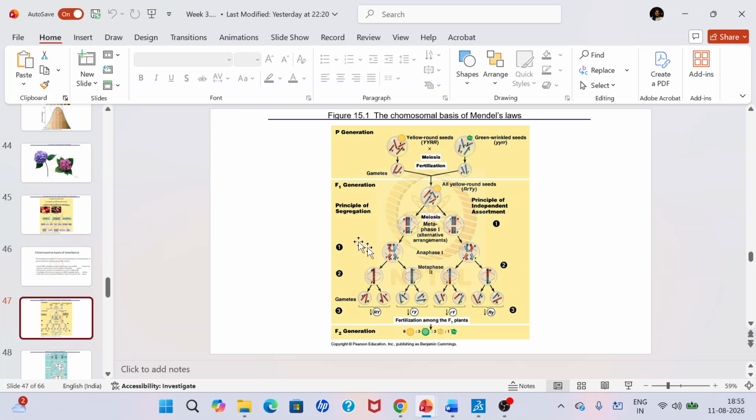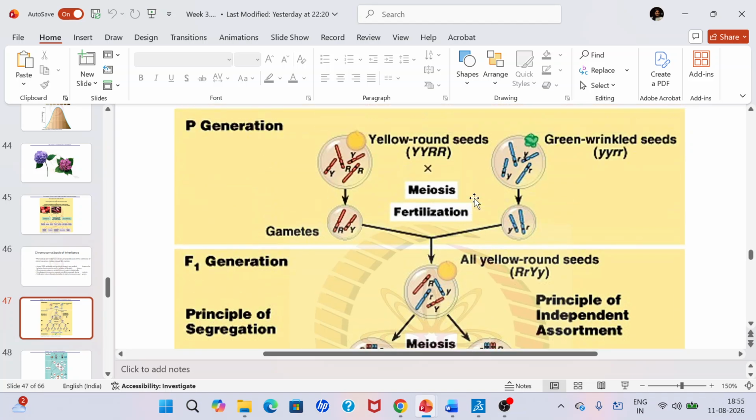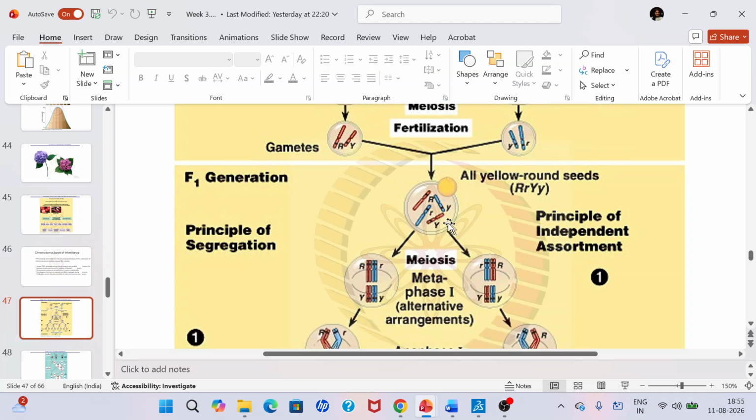This shows us the principle of segregation and the principle of independent assortment. You can see here the characters capital Y, capital Y, capital R, capital R, so they will segregate independent of each other. You won't see it here because these are the same alleles on both chromosomes. But if you come here, one has capital Y and one has small y.